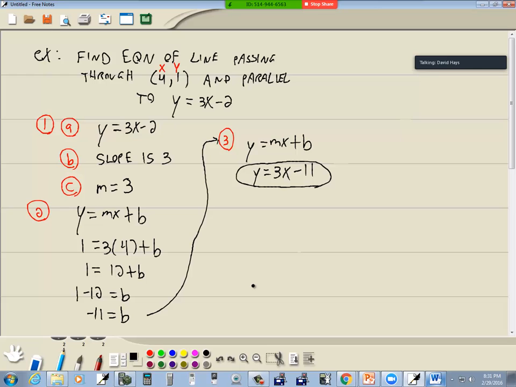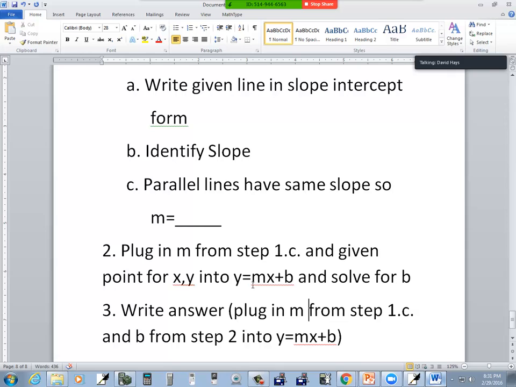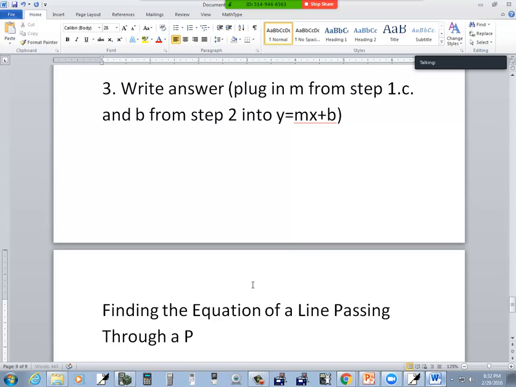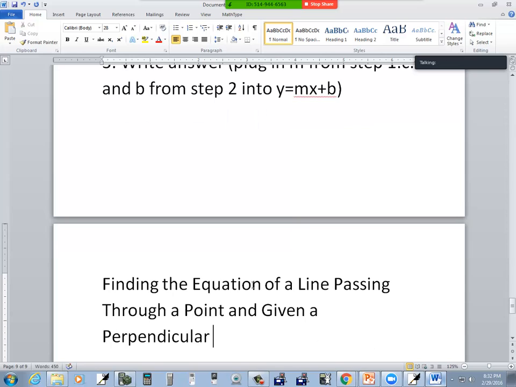Now let's take a look at finding an equation of a line passing through a point and perpendicular to another line. So finding the equation of a line passing through a point and given a perpendicular line. I'm leaving out some wording and so forth, but I'm trying to keep it fairly short. So given a perpendicular, let me write that out, line.